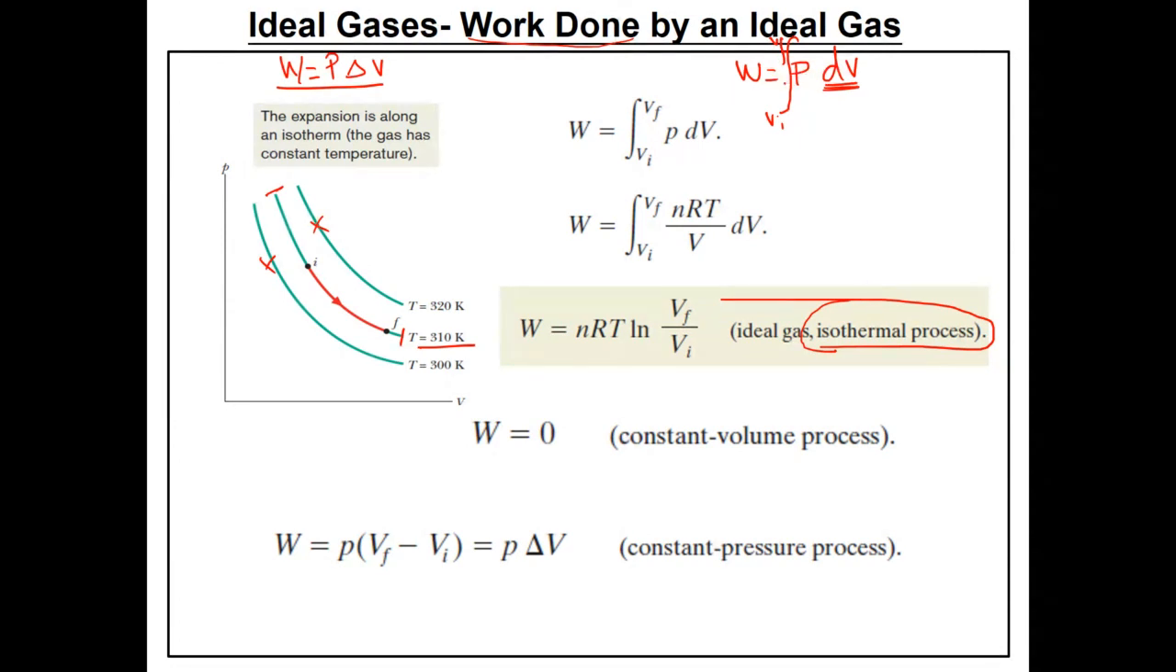listen carefully. I have to use the ideal gas equation. What is the ideal gas equation? PV is equal to nRT. Therefore, my P is equal to nRT divided by V. Am I right? Yes. I am going to substitute here. If you substitute, I get this equation. Am I right?